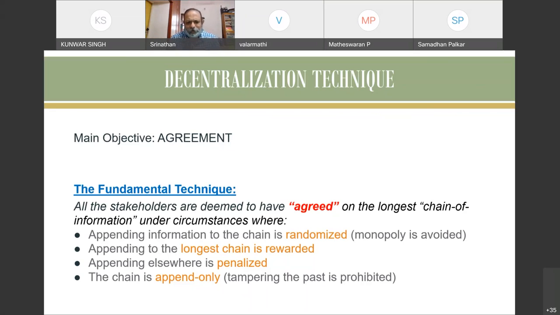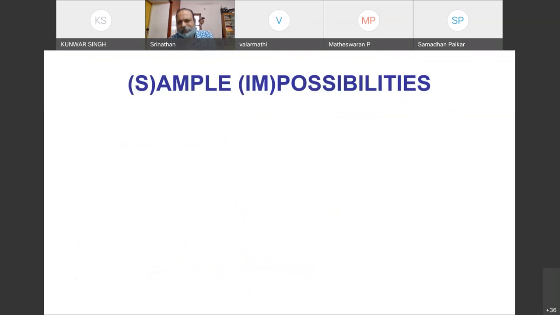So how does Bitcoin work? Bitcoin makes the chain append-only by hash chaining. It creates the penalty by proof of work. It rewards by giving, say, transaction fees or free bitcoins to the person who adds. And there is randomization by saying the first person who solves the hash puzzle gets the opportunity. And automatically you can get agreement on the longest chain of information. This technique helps to achieve banking without a banker.